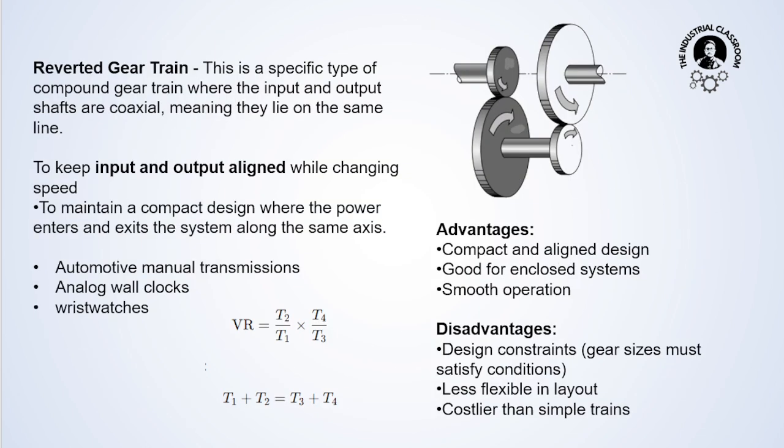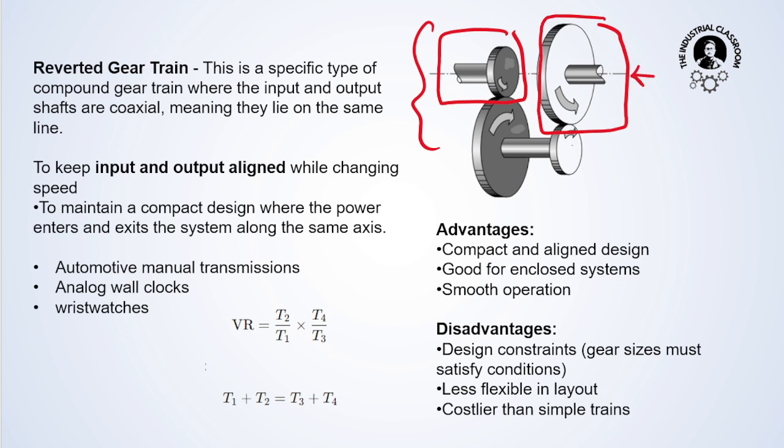Now, let us move to the next one, which is the reverted gear train. See, this is the reverted gear train. Here you notice that there is a single axis, and the other axis is also parallel with the same one. The axis of the driver gear and the driven gear is the same. These are linked with the same shaft, but here these are different shafts, but they are coaxial.